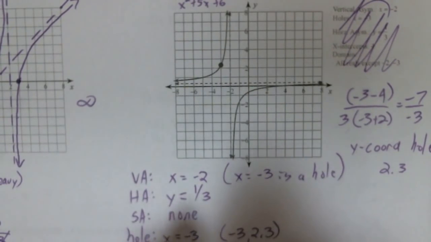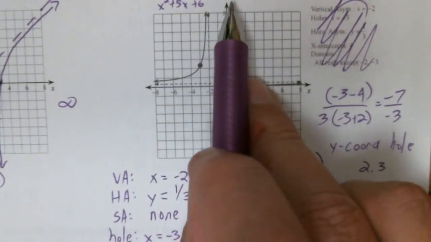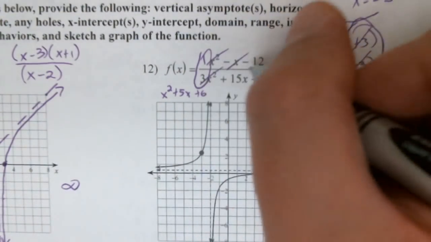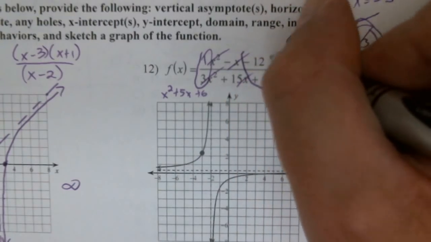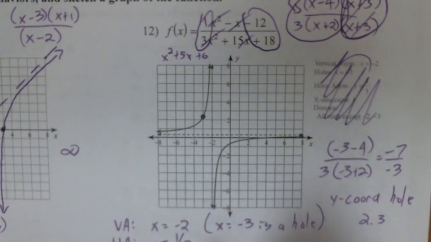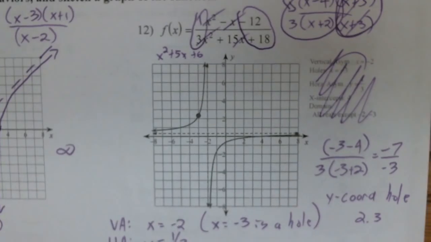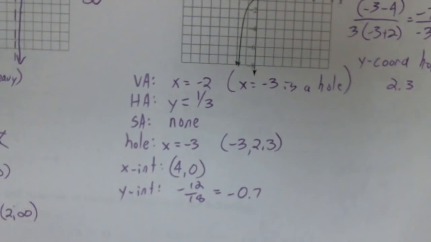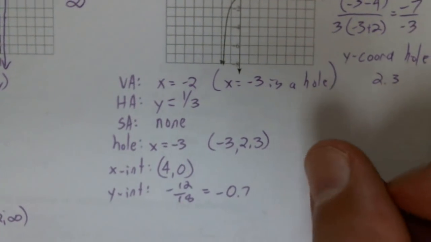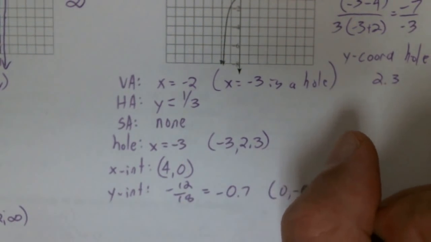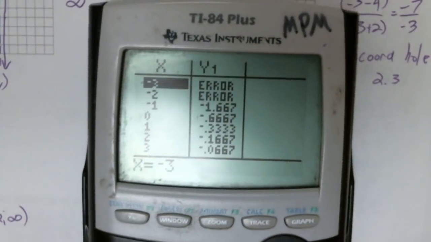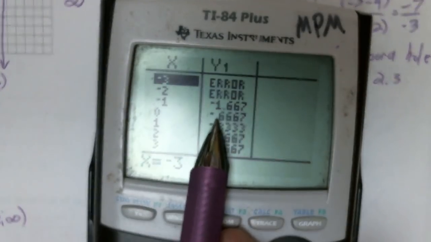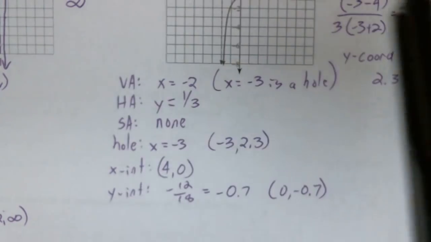What about my y-intercept? Okay, I'm sticking in 0 everywhere I see an x. So I've got 0, 0, 0, 0. Basically, I have negative 12 over 18. Negative 12 over 18 comes out to be negative 0.7. Negative 12 over 18 is negative 0.7. So my y-coordinate is 0, comma, negative 0.7. Again, going back to the table. There it is right there. When my x is 0, my y-intercept is negative point, I just rounded that to 0.7.